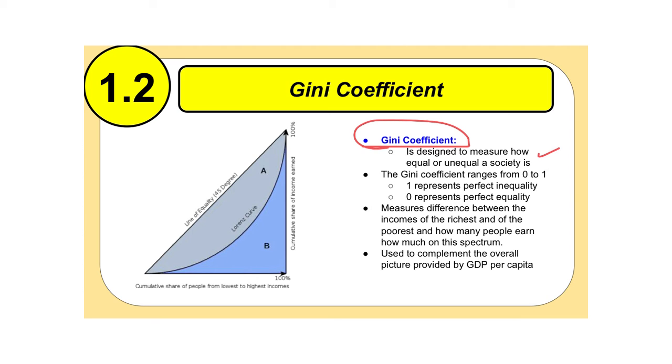So when calculating the Gini coefficient, the range is just 0 to 1. So it's only a 1 point scale here. And if you are getting closer and closer to 1, this represents perfect inequality.